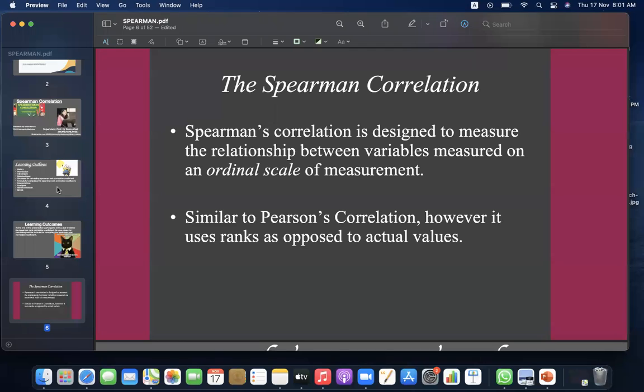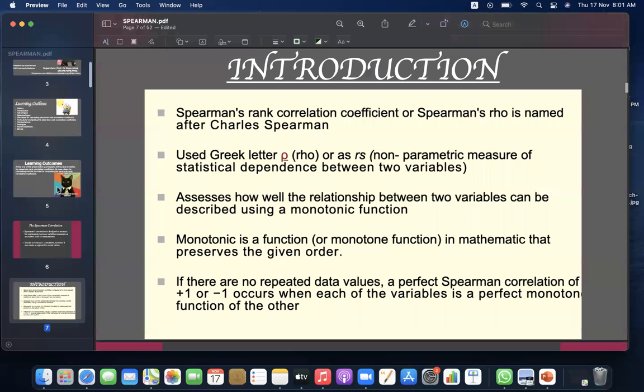The Spearman correlation. Spearman's correlation is designed to measure the relationship between variables measured on the ordinal scale of measurement. Similar to Pearson's correlation, however, it uses rank as opposed to actual values.